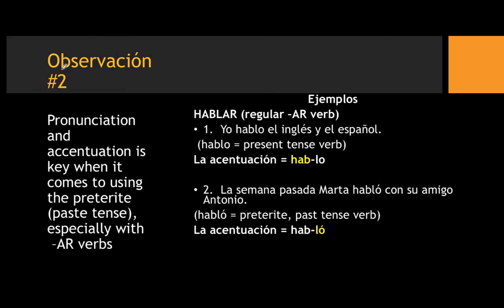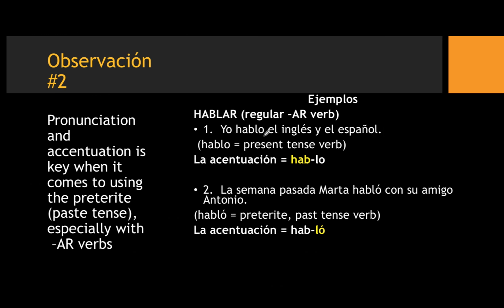Observación número 2. Pronunciation and accentuation, or stress, word stress, is key when it comes to using the preterite, past tense, especially with AR verbs in the preterite. Let's look at some examples. Ejemplos. Hablar, to speak. It's a regular AR verb. I know that from my studies. Ejemplo número uno. Yo hablo el inglés y el español.